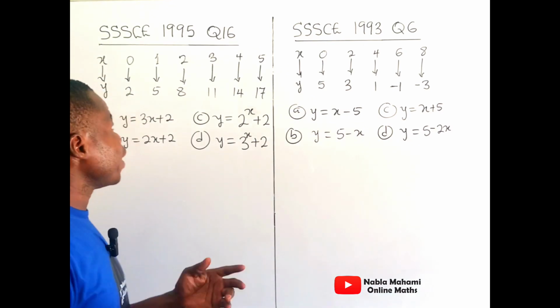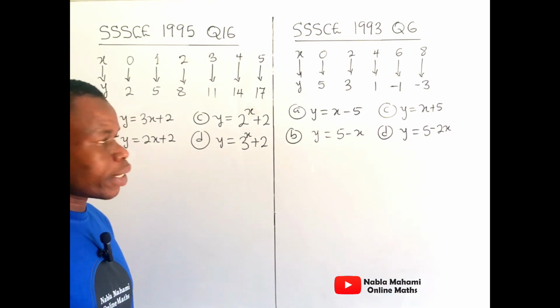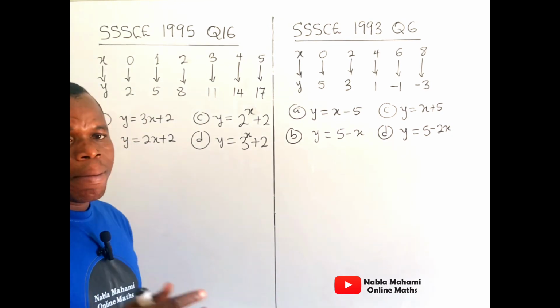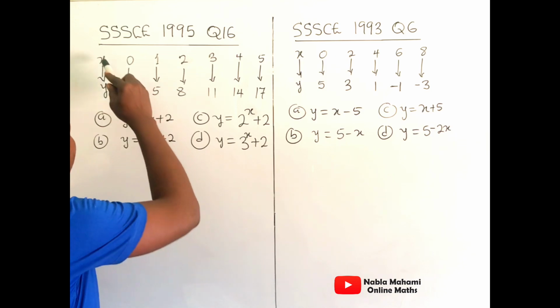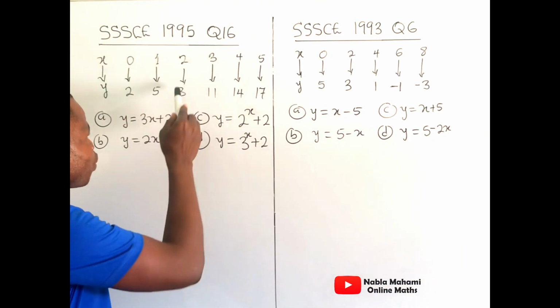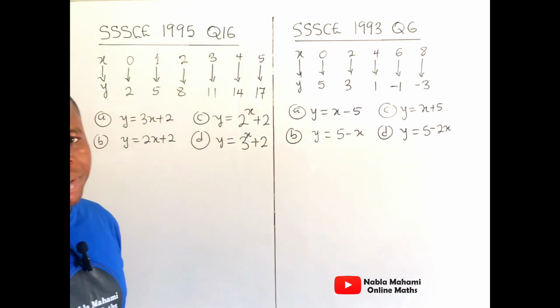So on the board, the first example is SSSCE 1995 question 16. And the question was, find the rule for this mapping. And you can see that the mapping is X maps to Y, 0 maps to 2, 1 maps to 5, 2 maps to 8, up to 5 maps to 17.